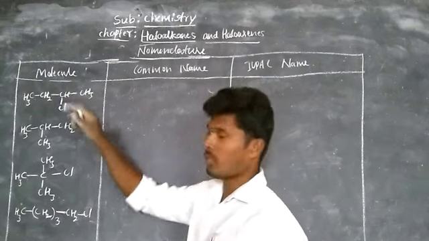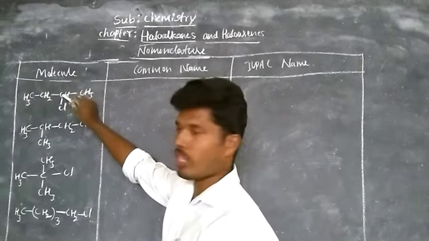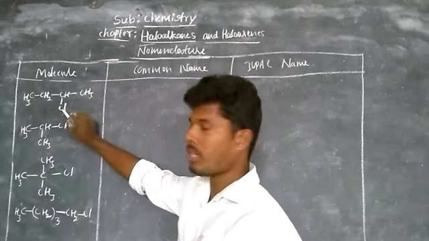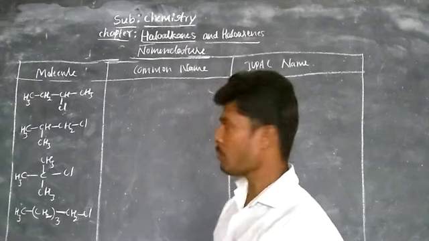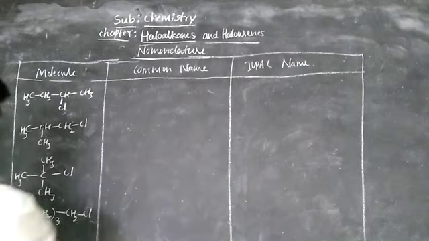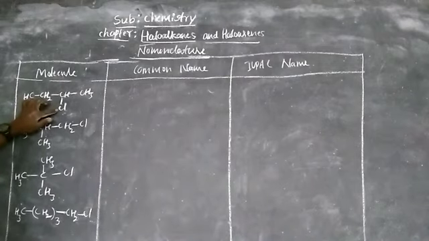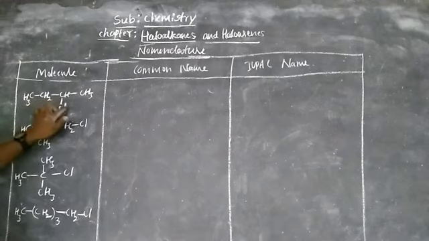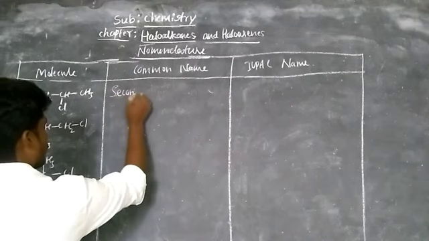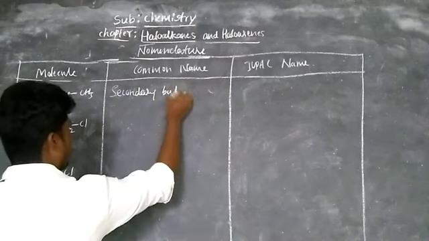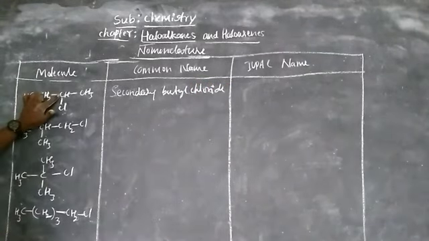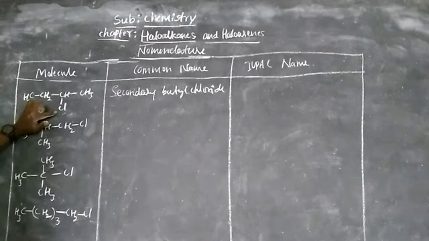Now the first one. So here this is a secondary carbon, right? The carbon containing the halogen, 1, 2, 3, 4, four carbons are there, right? So it is called secondary. The secondary carbon contains the halogen. Therefore secondary butyl chloride is the common name. This is a secondary carbon, so it is called secondary butyl chloride.